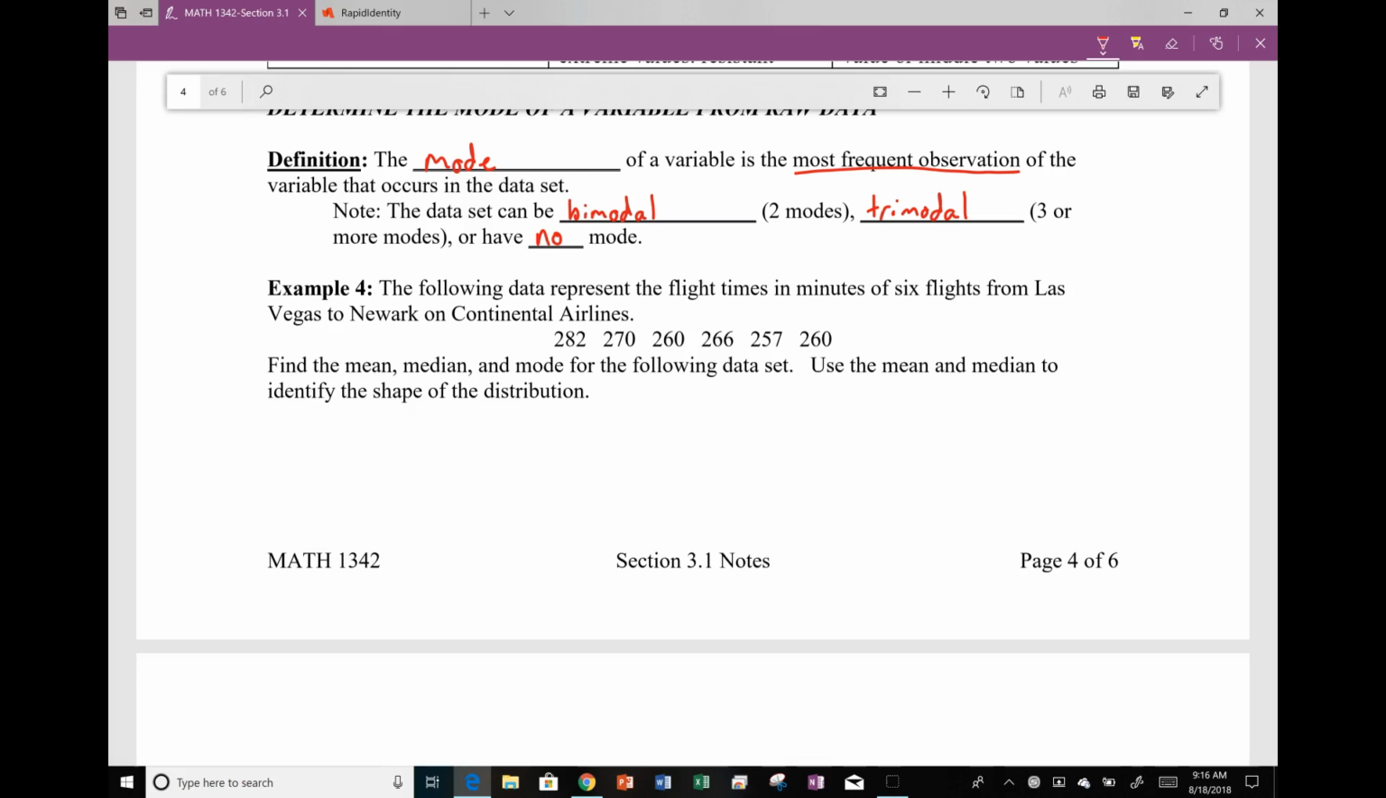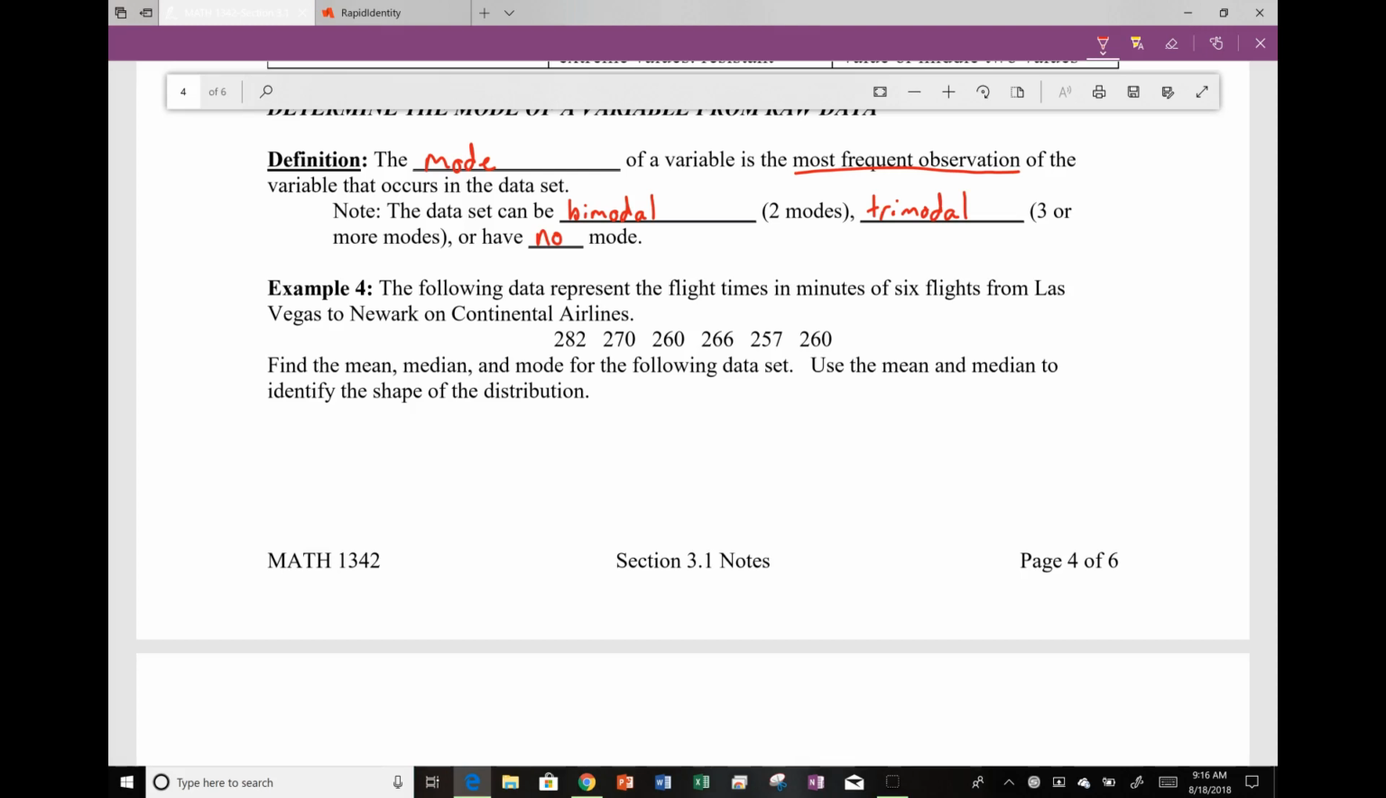Let's look at this example. The following data represent the flight times in minutes of 6 flights from Las Vegas to Newark on Continental Airlines. We have 282 minutes, 270 minutes, 260 minutes, 266, 257, 260 minutes. We want to find the mean, the median, and the mode for this data set.